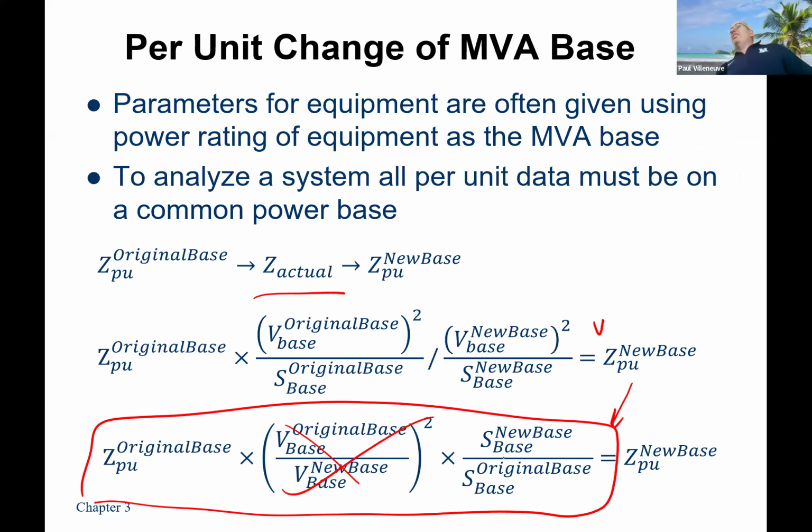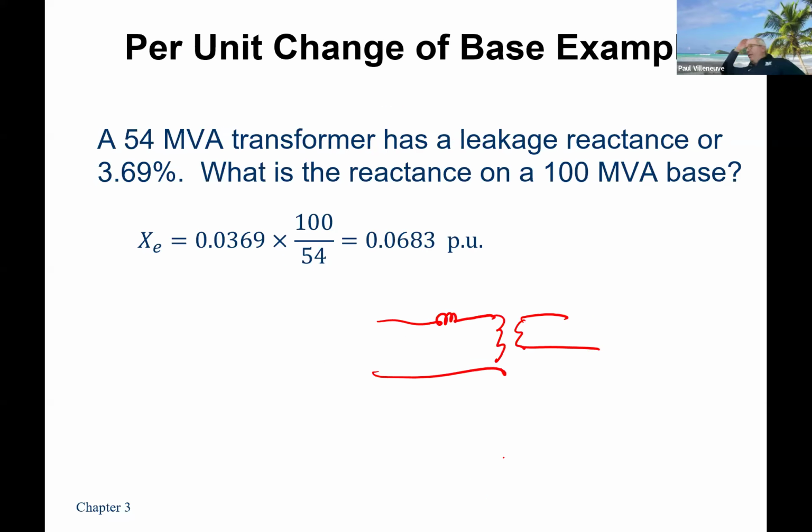So I multiply by ZB new over ZB old, 100 over 54, and I get 0.0683 per unit for that transformer. So on your new transformer diagram, it's going to look like a bigger number, which makes sense, right? Because a smaller transformer has to have a higher impedance when you reflect it to a higher base quantity. So that's how you would do conversions. This doesn't include voltage, but again, that's just matching up your V bases and then putting in VB new and VB old correctly.